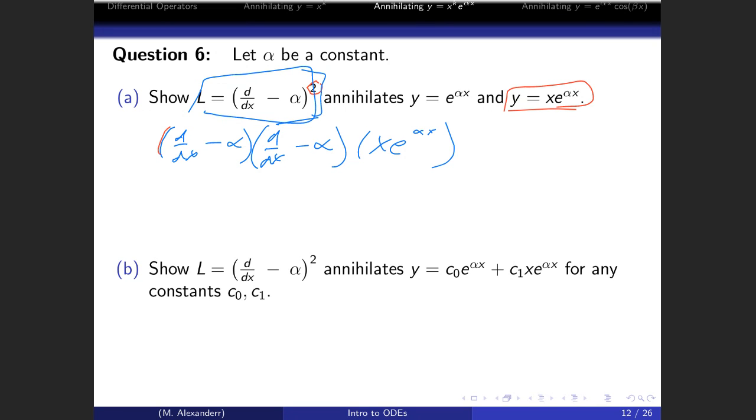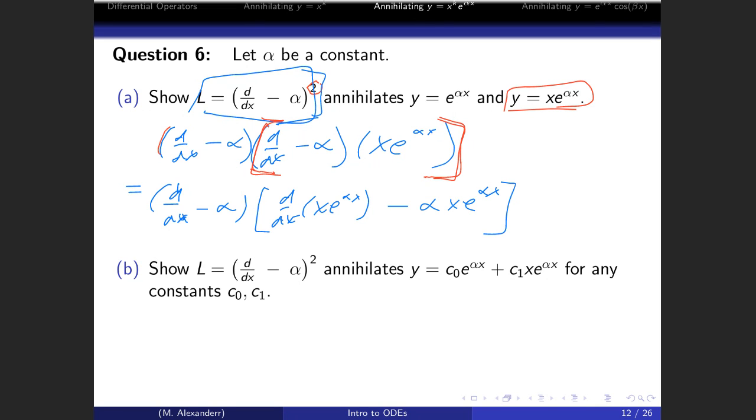What that means is we first have to apply one copy of the operator to the function. So this is this red box. This is what we have to do first. So I'm going to distribute. This is d over dx minus alpha, and this is going to be d dx acting on x e to the alpha x minus alpha x e to the alpha x. Let me put the red box just to indicate what I'm doing. I distributed the x e to the alpha x to the inside of the operator.